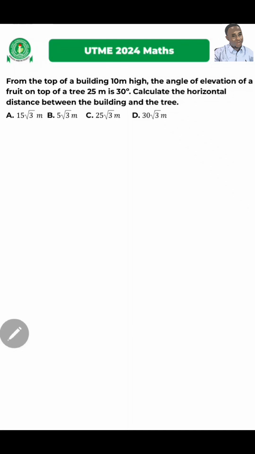Question 17. From the top of a building 10 meters high, the angle of elevation of a fruit on top of a tree 25 meters high is 30 degrees. Calculate the horizontal distance between the building and the tree. So the first thing you need to note is someone is on top of a building and viewing the top of a tree.